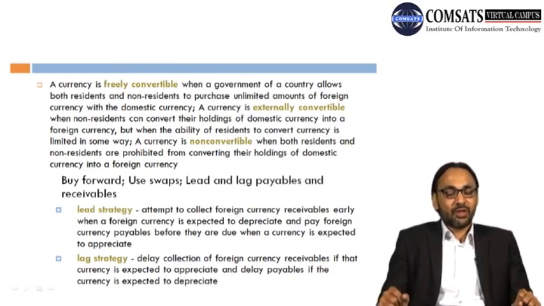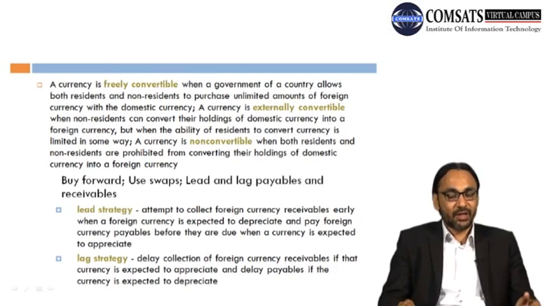When the managers see that the currency is going to depreciate, they can collect the foreign currency receivable early. And when they see that the currency is going to appreciate, they can pay the currency payable early.